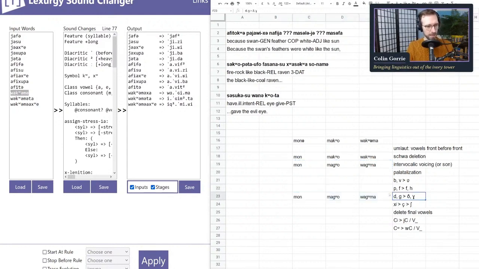We then get marwo, warma. We delete final vowels. Mar, waum, warum, excuse me. And then we get mau and waum. Interesting.